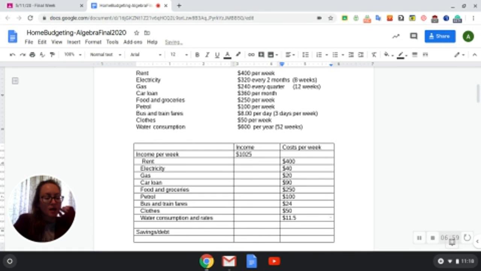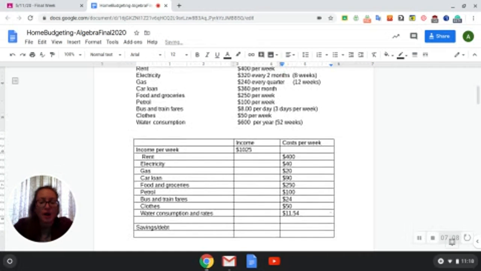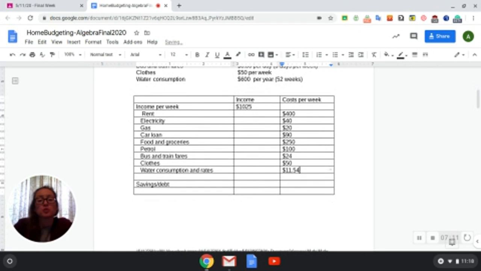Since that 3 has the 8 behind it, I'm going to round that 3 up to a 4. So $11.54 per week. All right, so now here's the part where you deal with the budget.